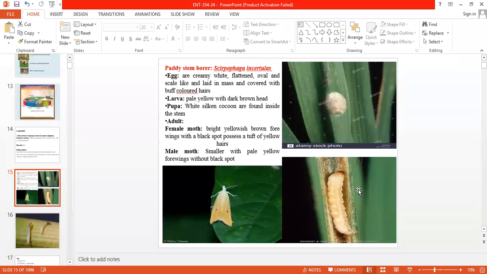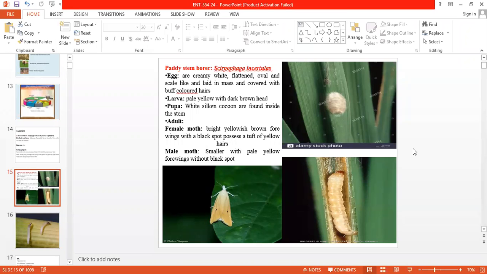Then identification of that pest, mainly their eggs. Each female deposits near about 170 to 200 eggs in groups of 50 to 80 on the upper surface of leaf tips, covered with buff colored hairs.